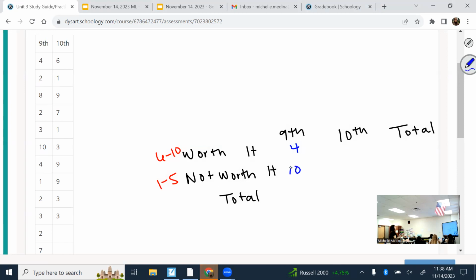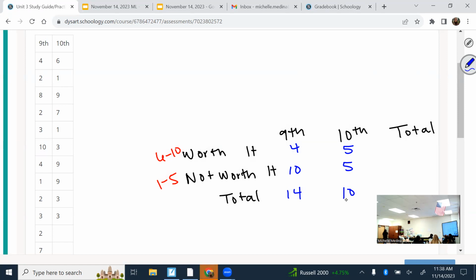Now for 10th grade, the worth it, 6 through 10, I'm going to count all those. Counted 5. And then for not worth it, 1 through 5, it's 5 also. So then for your total rows and total columns, for my columns, it would be 4 plus 10 is 14 total 9th graders were surveyed. 5 plus 5 would be 10 total 10th graders were surveyed.